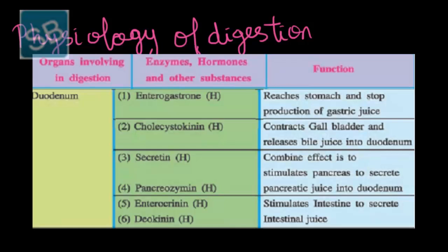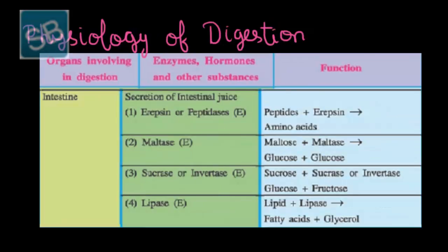From here, the digested food enters the intestine. In the intestine, various enzymes and hormones are also secreted. For example, the enzymes maltase, sucrase and lipase help in the digestion of carbohydrates, sugar and lipids respectively. Then peptidase also helps in the digestion of proteins.